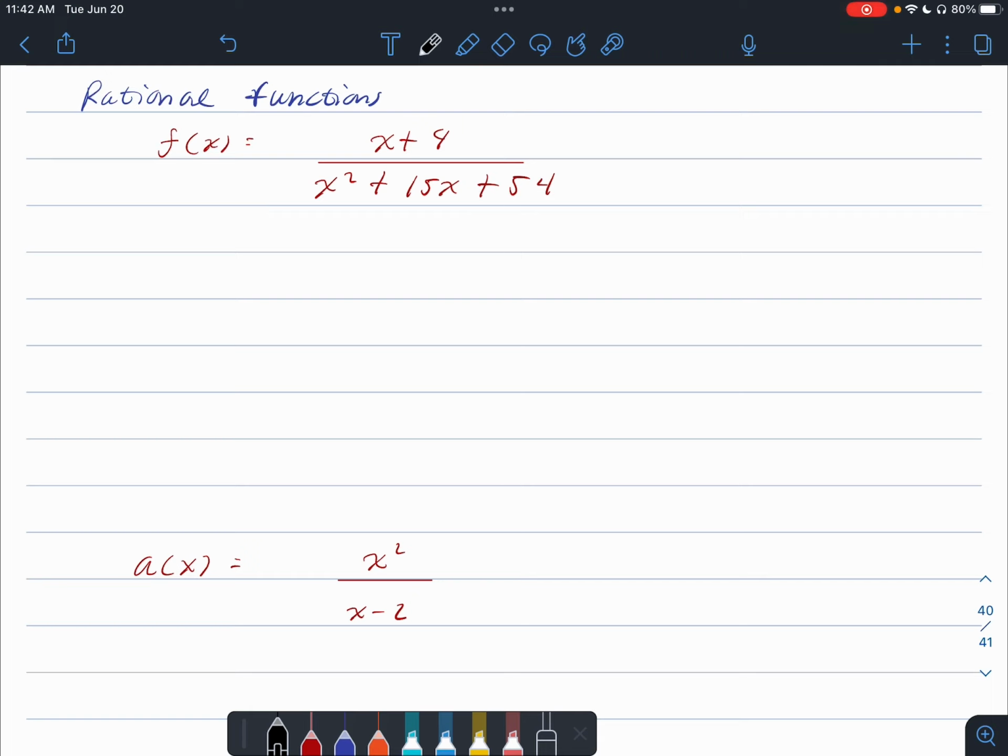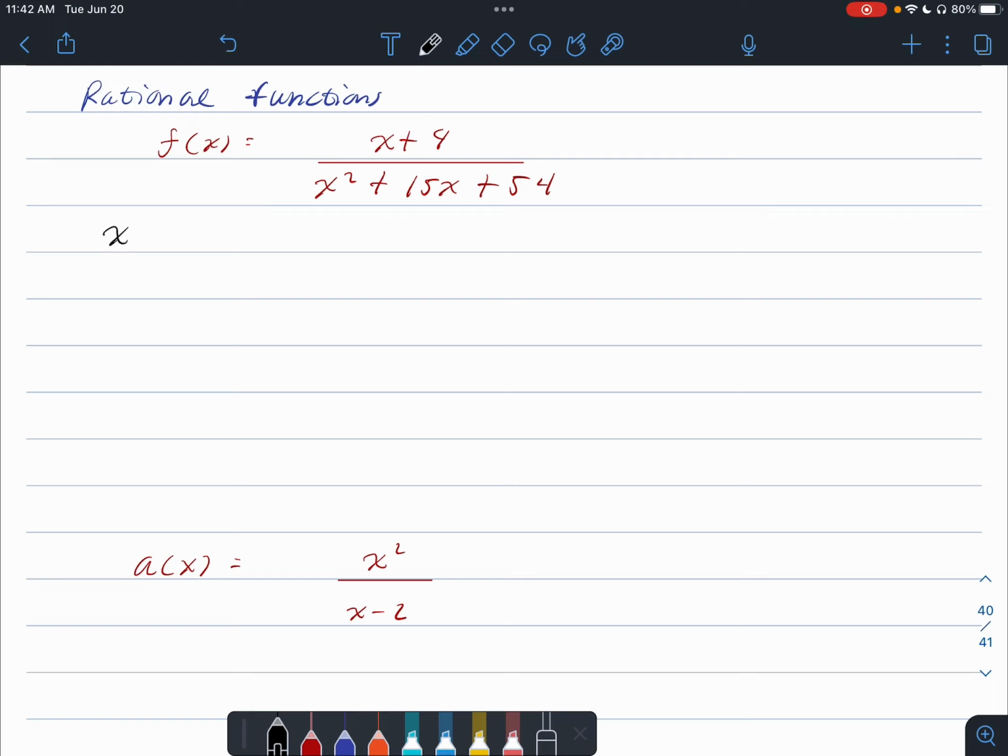Okay? It's just now we're going to express this in interval notation. Instead of writing the excluded values, we're going to write everything that's not the excluded values. And I'll show you how to do that here in just a second. So the first thing we should do is probably factor the denominator here.